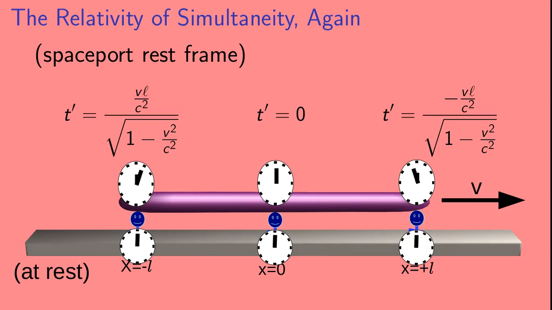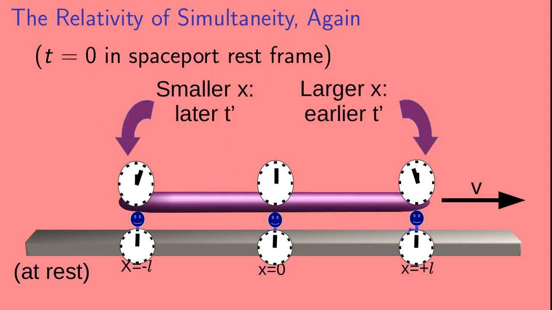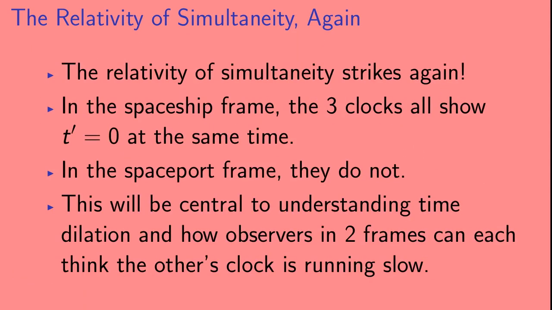Okay, so here are those results. The times on the spaceship clocks are not the same. The middle clock shows t prime equals 0. The rear clock shows a later time, and the front clock shows an earlier time. Smaller x implies a later t prime, and larger x gives an earlier t prime. So the relativity of simultaneity strikes again.